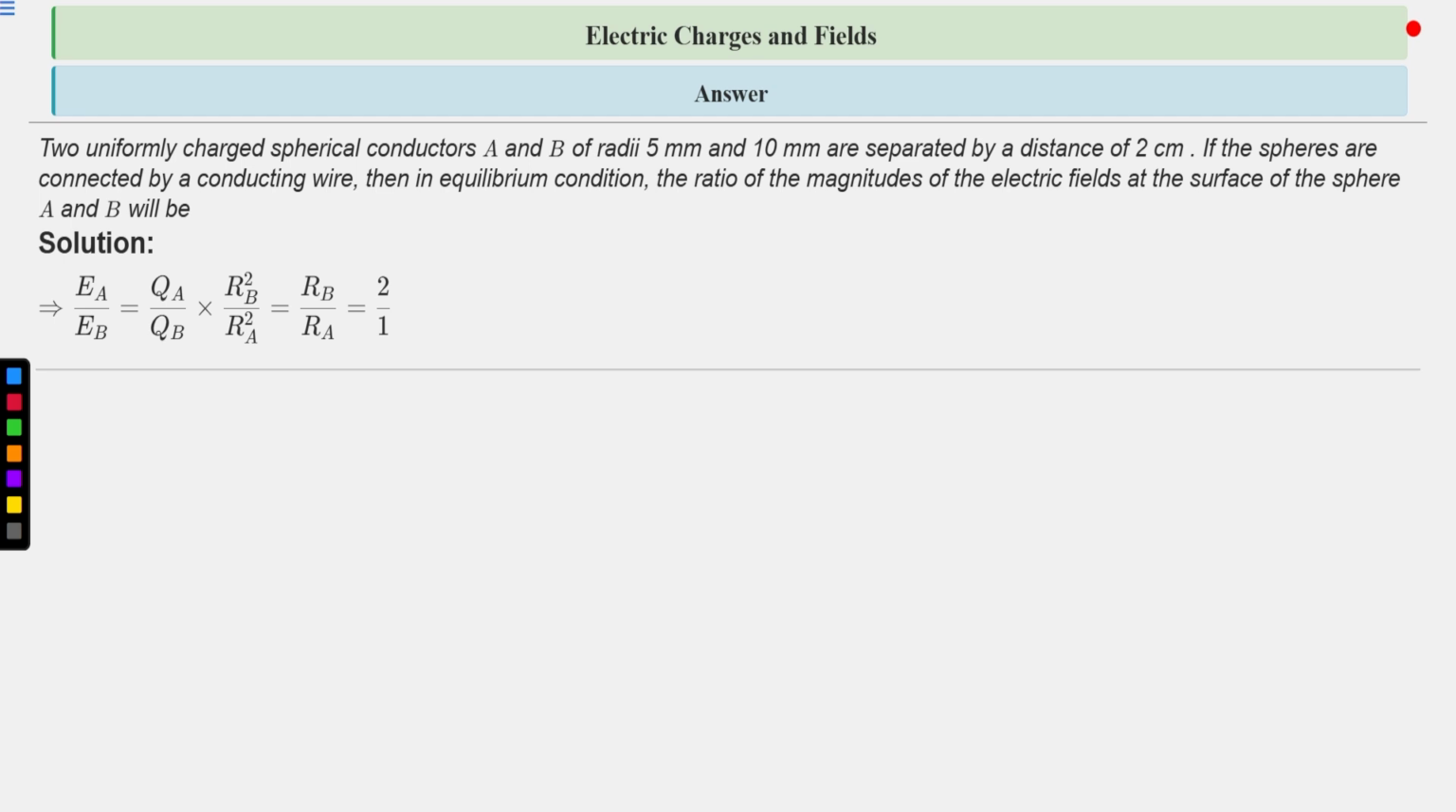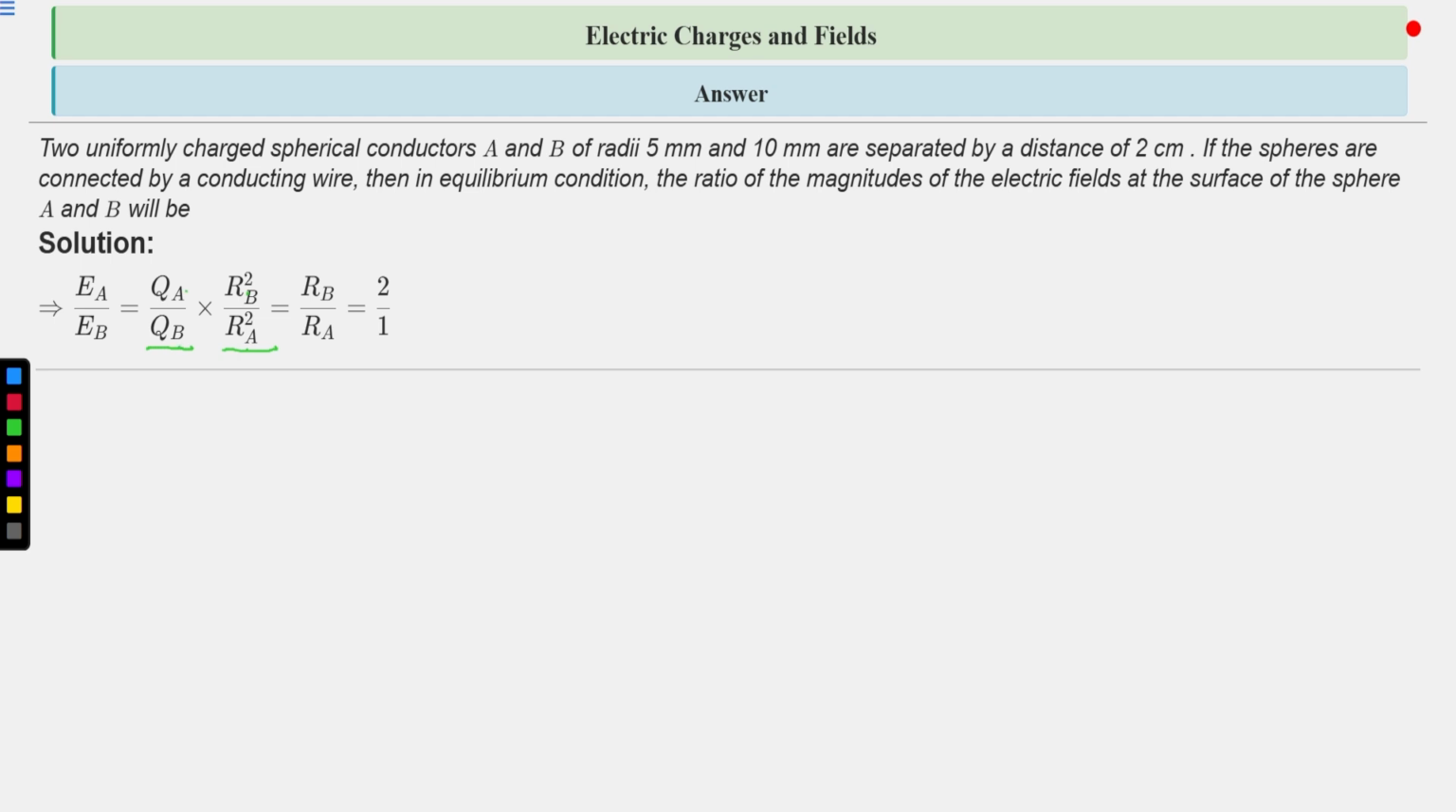Also RA upon RB is 1 by 2. So here QA upon QB is 1 by 2 and RB upon RA is 2. So we will be left with RB upon RA, which is 2 by 1. We can solve this. So this will become this, means this QA upon QB and this RB square upon RA square.